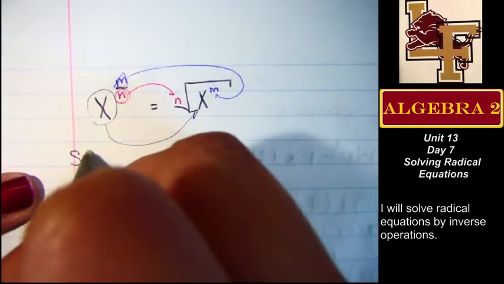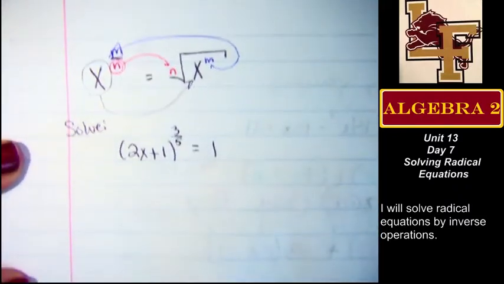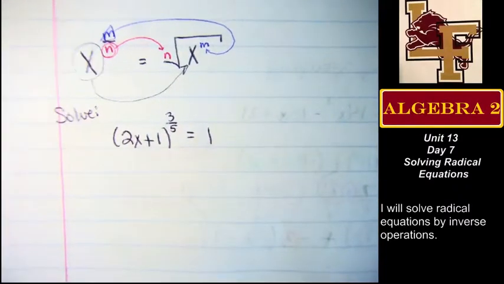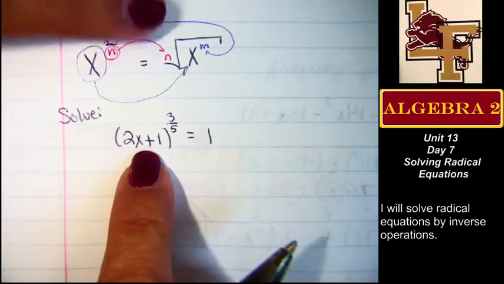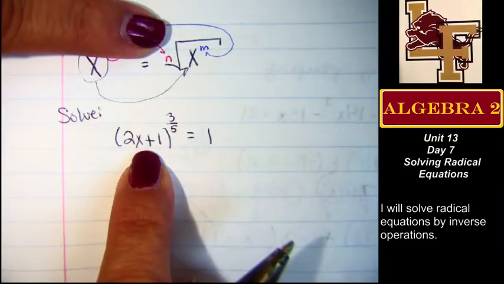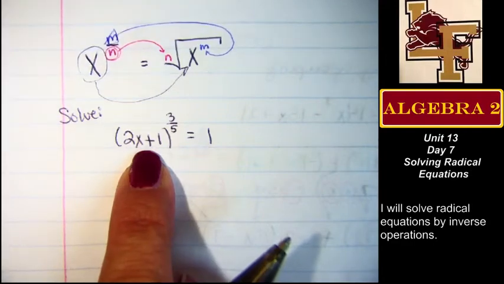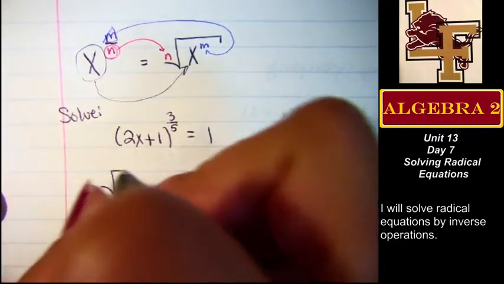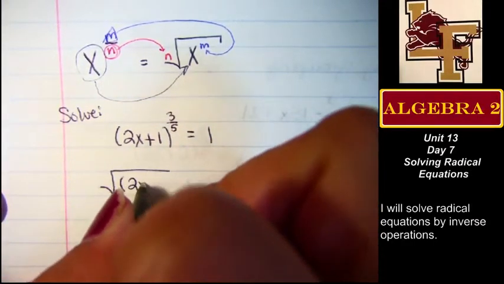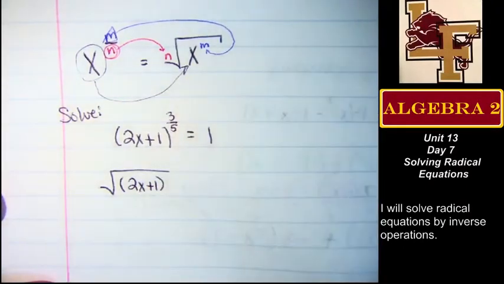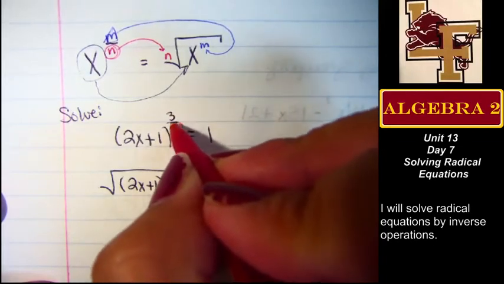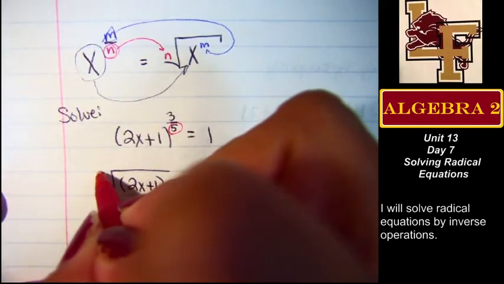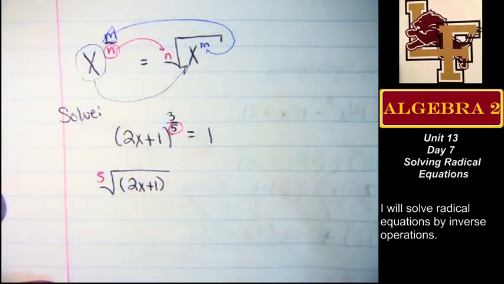Okay, we're going to do this in the context of a solve. Looks crazy. So we're going to exchange this thing, the rational exponent, for this thing, a radical. Here's my radicand, the stuff inside. What's the index of my radical? 5. The denominator, always the denominator.